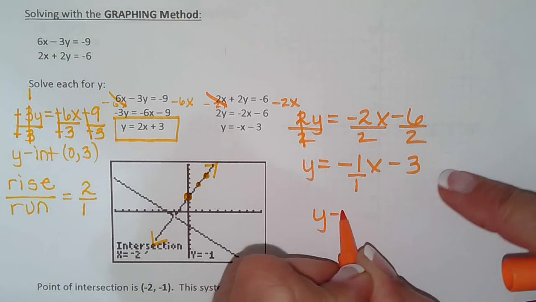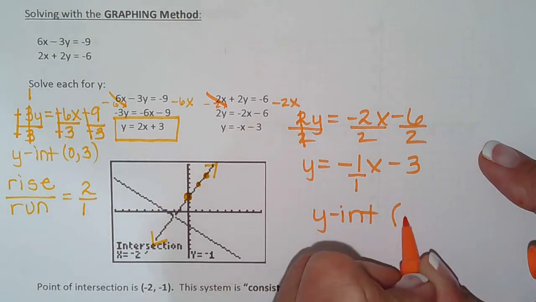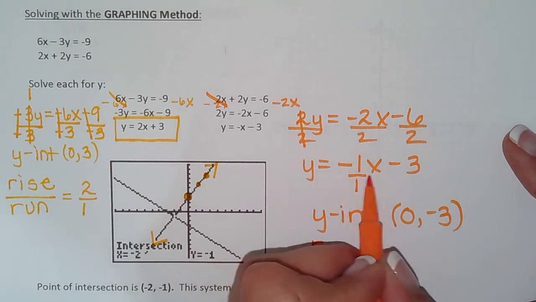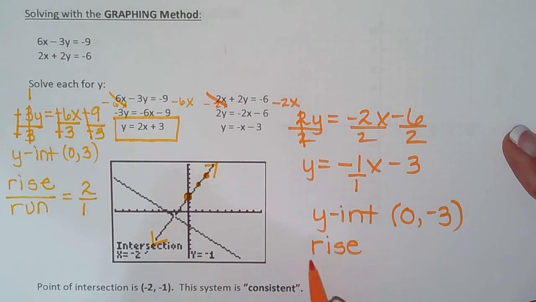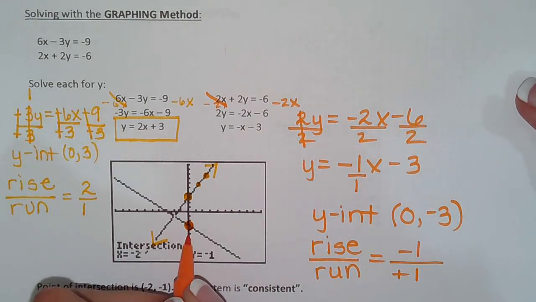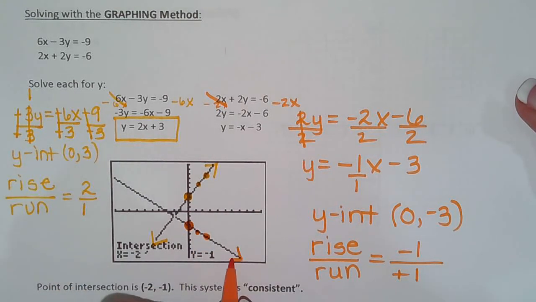So our y-intercept is (0, negative 3). And because this was a whole number, negative 1, we put it over 1. So our rise over run is negative 1 over positive 1. Remember, we always run forward so we don't trip. So y-intercept (0, negative 3). And I think I should have picked a different color because these kind of match, don't they? And then down 1 over 1, there's a line. Down 1 over 1, there's another point. And there is our second line.